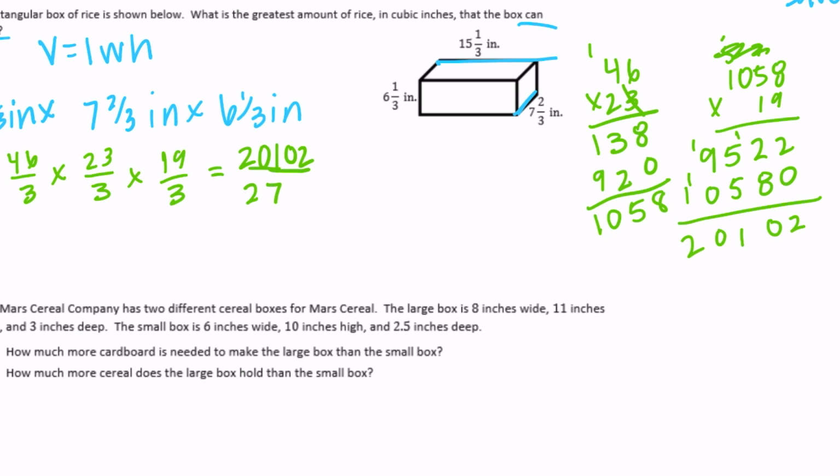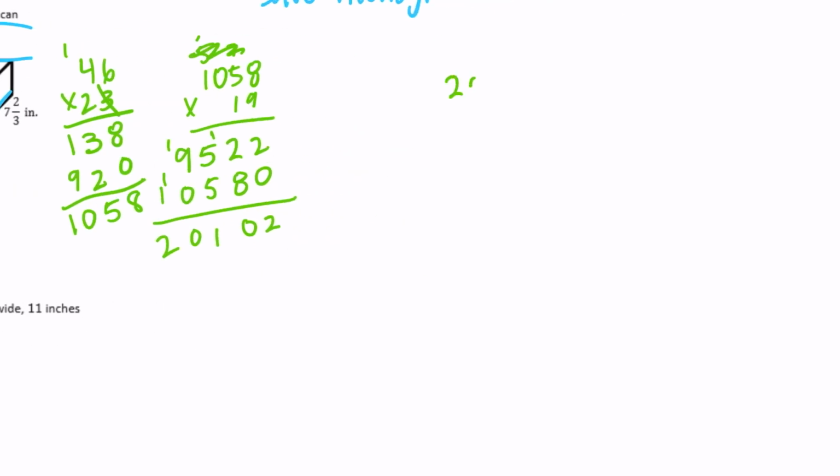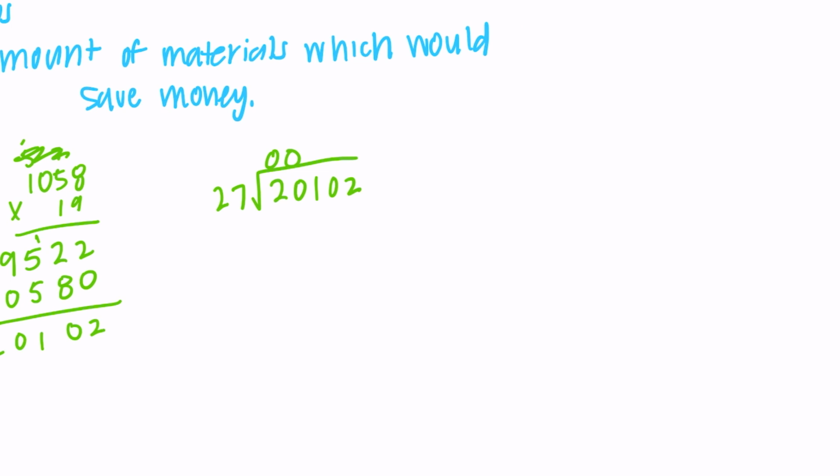So let's divide that. 20,102 divided by 27. So it can't go into 20. It could go into 201. Let's see, 27 times 10 would be 270. So maybe like 27 times 7 or 8. Let's try times 7. That's 189. Yeah, another one will be too big. So it goes in 7 times.